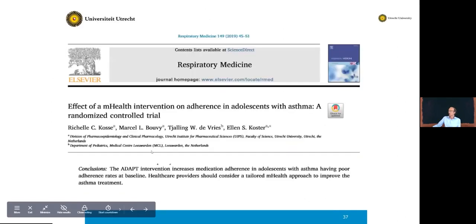Well, what were the results of the study? Well, the conclusion was that once again, adherence of the children who participate in the study was relatively high at baseline. We see this in many studies. And we saw that the intervention did have effects, but especially on the adolescents who had poor adherence rates at baseline. So the adolescents who were already adherent at baseline, it didn't have an effect on those adolescents, not so surprisingly, because they were already adherent.